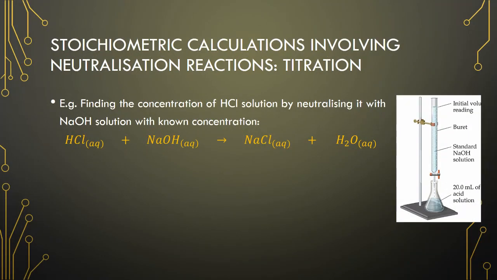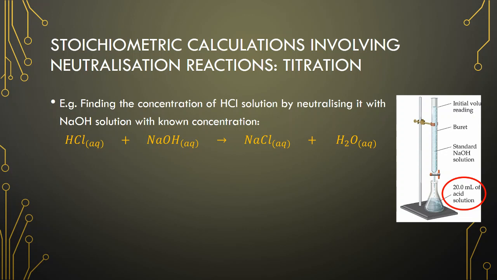So you have a conical flask at the bottom. Sorry, we'll start with the top, the burette. That's where the NaOH solution will go, because you know exactly what the concentration of that is. And at the bottom, in the conical flask, you add the acid solution, which is something that you don't know the concentration of, but you know exactly how much you have put in.